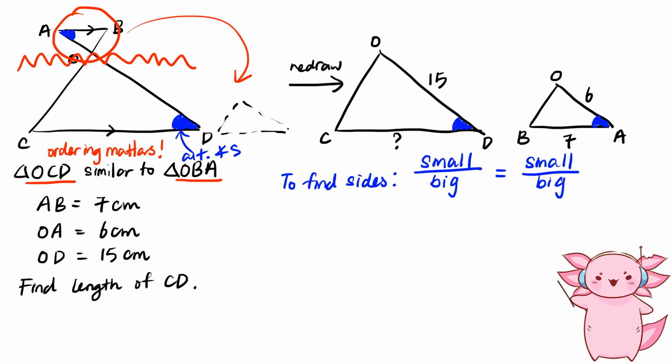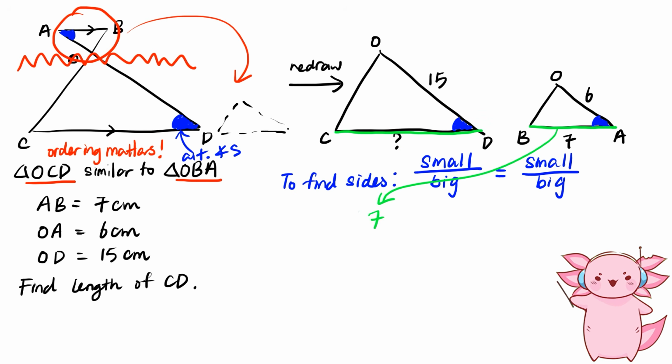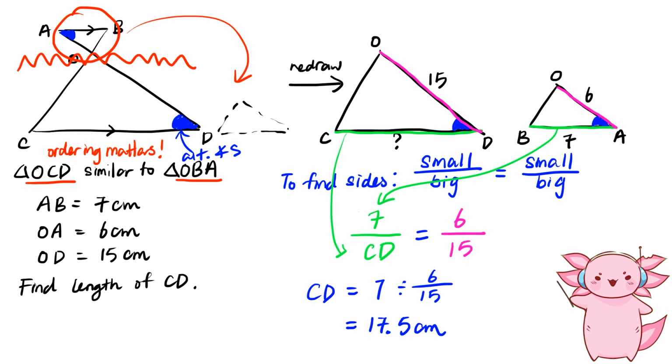Since we want to find the length of CD, let's take a look at these two lengths over here. For the bottom length, the small value is 7 over the big value, which is CD, equals another pair of 6 over 15. Then we can just solve for CD and the value is 17.5 cm.